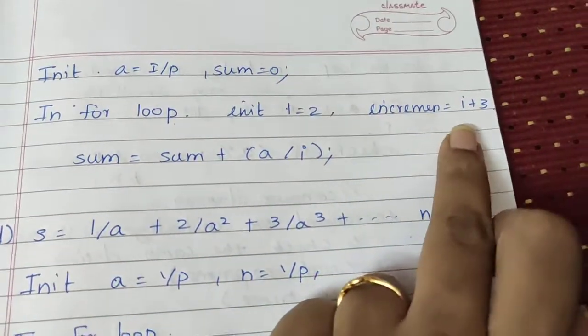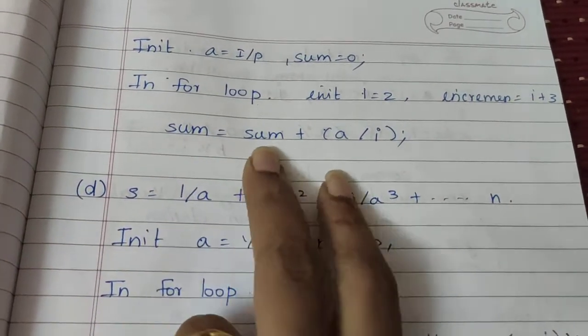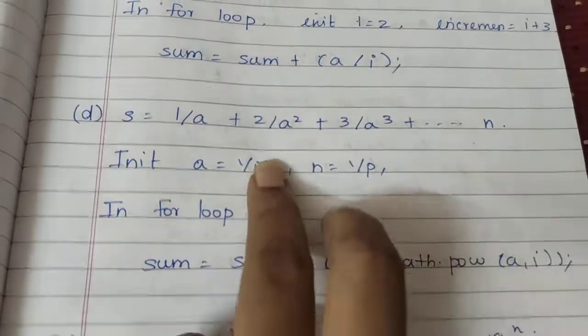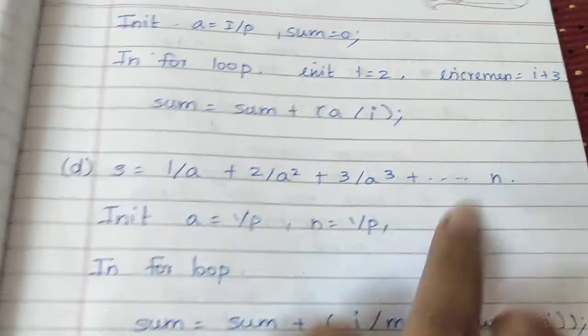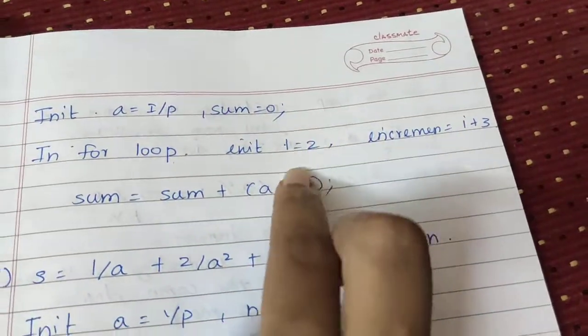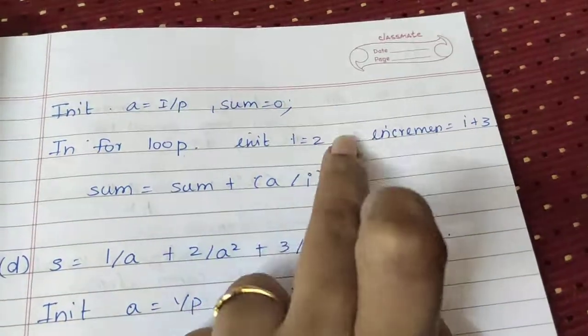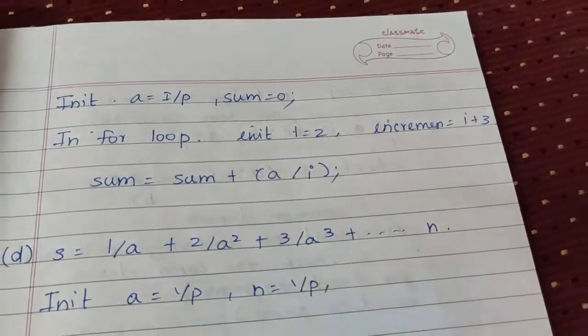That is the reason we increment I by 3, and in the loop the sum is sum plus A by I: A by 2, A by 5, A by 8. So you are dividing A by I. The value of I keeps increasing by 3, and it starts from 2, which is the reason we initialized I with 2. So A by 2, for the next iteration A by 5, for the next iteration A by 8, like that.